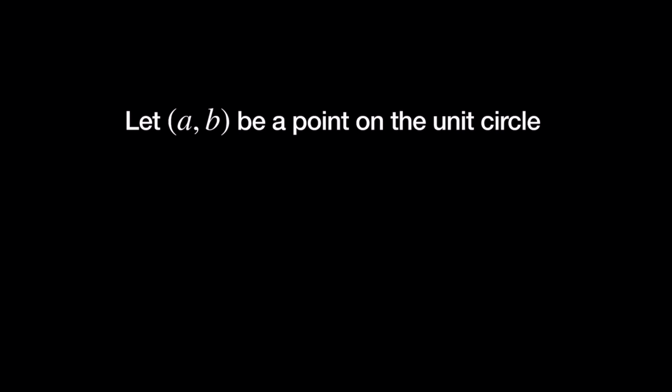Now I'm going to start with a very simple identity. We're going to pick a point on the unit circle because when dealing with the sine and cosine function, we are always on the unit circle. So I'm going to pick a point with coordinates a and b on the unit circle, so we know that the coordinates are going to satisfy a squared plus b squared equals 1.